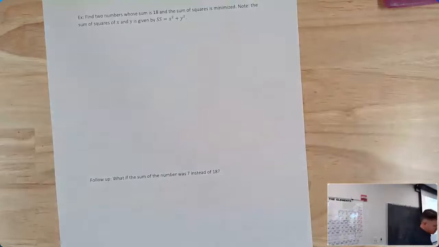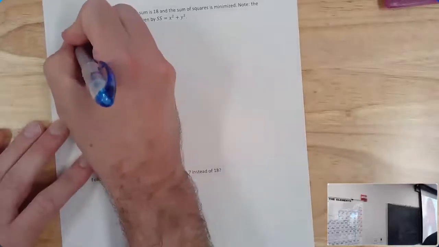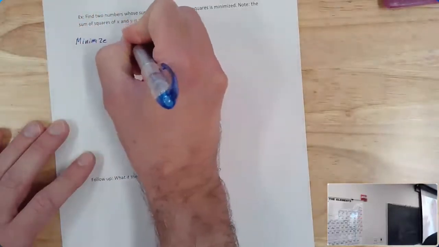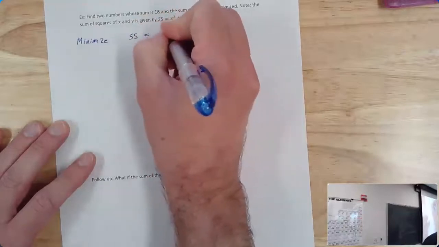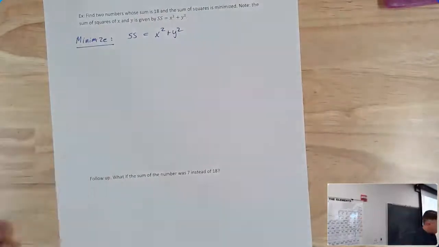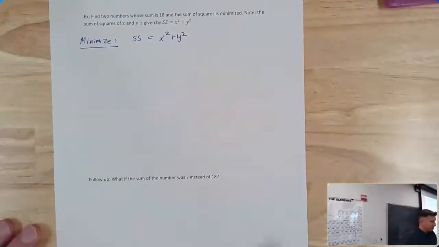Find two numbers whose sum is 18 and the sum of the squares is minimized. Note, the sum of the squares of X and Y is given by SS, for sum of squares, equal to X squared plus Y squared. Great, so they've already given us the thing we want to minimize. So we're trying to minimize the sum of the squares equal to X squared plus Y squared. Great. All right, I want you all to try and write down what the constraint is.